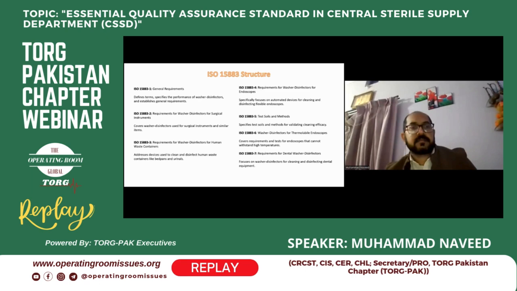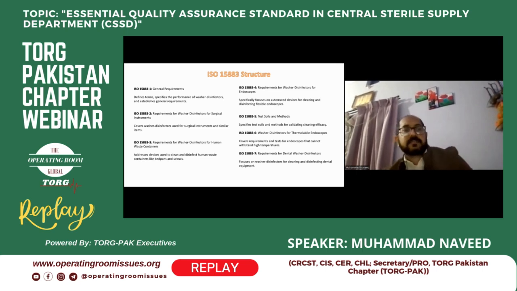The second one is 15883-2, requirements for washer disinfectors for surgical instruments. This standard tells us about surgical instrumentation, what type of instrument we are using in the specific cycle, what type of chemical we are using for the clinical purposes in surgical instruments and similar items, and what temperature we have to reach to achieve thermal disinfection.